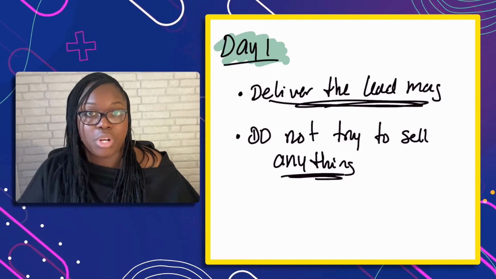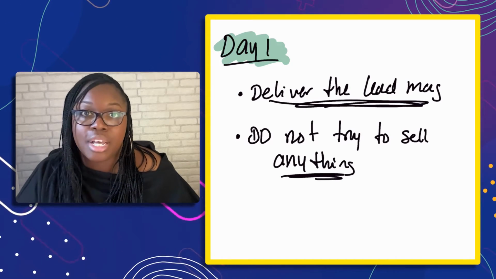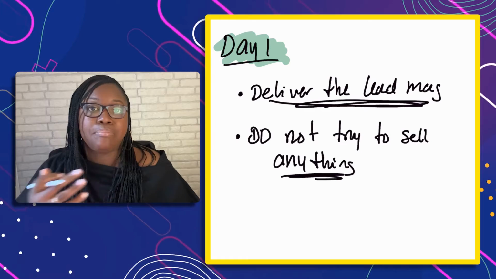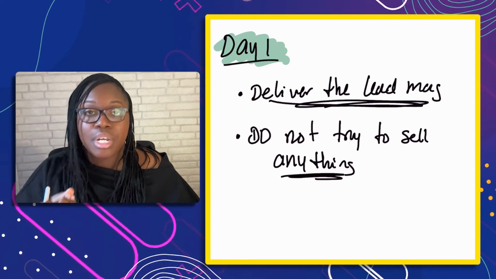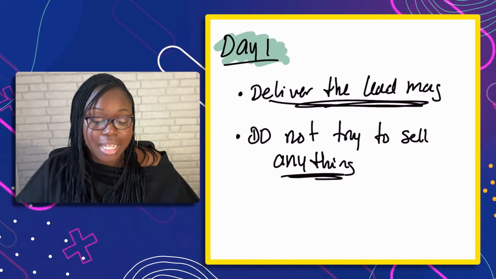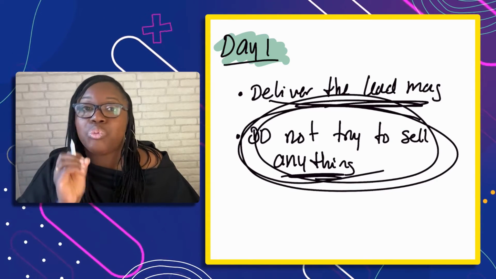So basically, whatever the lead magnet was on the promise that you said, maybe the lead magnet was a recorded training, or maybe it was a PDF or ebook or whatever it is. So that first email is basically to deliver the lead magnet, and basically that's it. Don't try to sell anything. Don't do that. We're building relationships here.